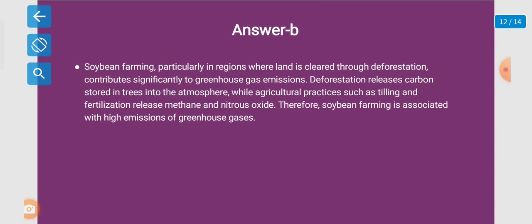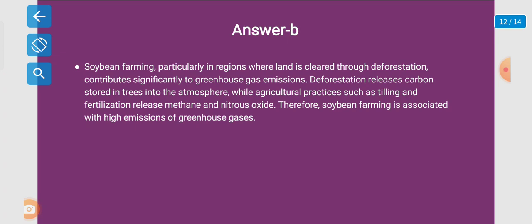So answer is B, soybean farming. Okay, and you can definitely expect such questions in prelims. You might be thinking, how can we learn cultivation of which crop can cause what? But yes, we have been getting such questions in our prelims, so you have to prepare accordingly.